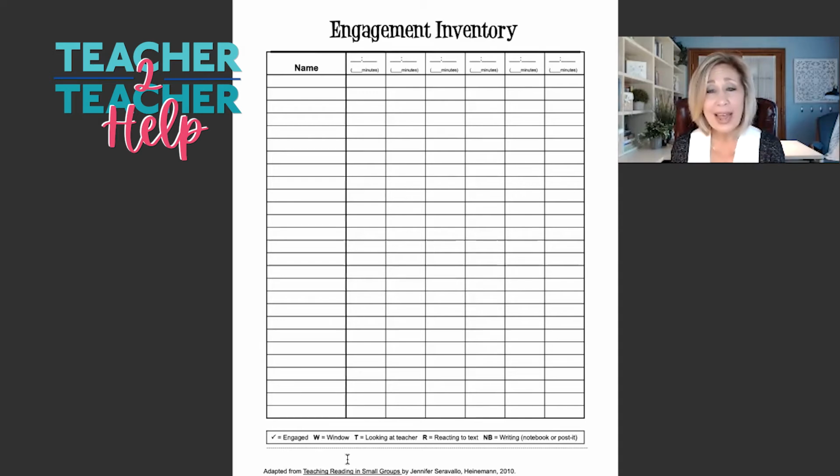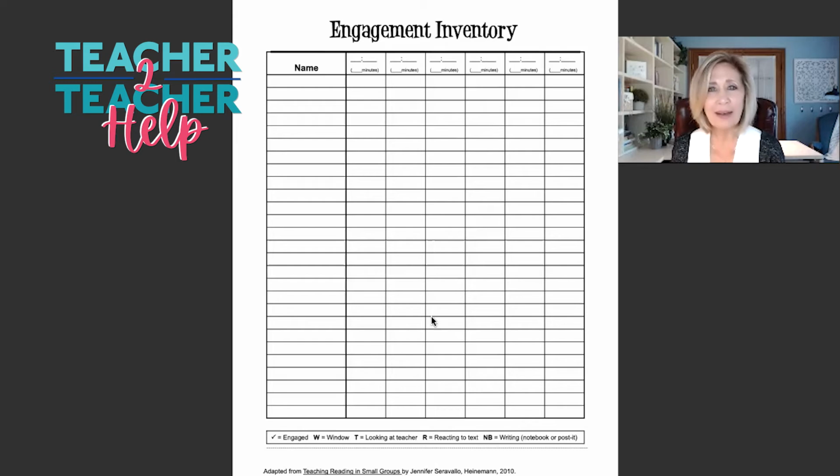Maybe they are reacting to the text, and I can tell that by just a smile on their face or a little giggle that they make. Maybe they are jotting in a writer's notebook or adding a sticky note. So I can just use this code to add some of those noticings. I'm talking to you about this for reading, but really you can do the same thing for writing.